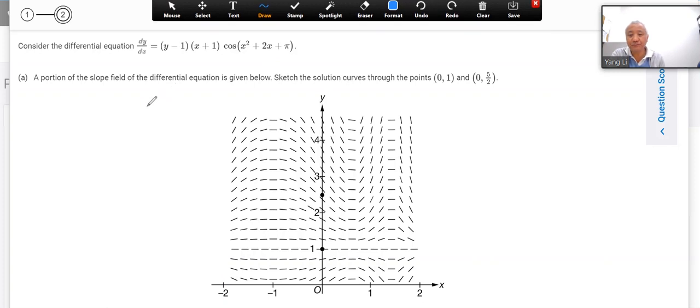Okay, here. This one they gave you the sketch of the slope field, right? Here is a portion of the slope field of the differential equation given. Sketch the solution through point 0 and 1. So when you have 0 and 1, you see the slope field is horizontal, which means no change at that point. So you go along the straight line like this, because slope always equals 0, okay?